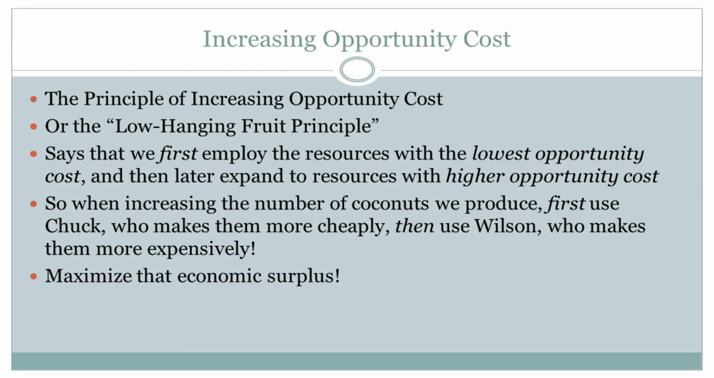Now this idea, where we are organizing it by shallowest slope, where we're giving the task first to the person with the lowest opportunity cost, this is yet another principle. This is called the low-hanging fruit principle, also known as the principle of increasing opportunity cost. And this one basically just says that you first use the resources that are best suited to the job. Real common sense stuff. So we want to start making coconuts. We're going to give that job to Chuck first. He has the comparative advantage. Then we're going to give it to Wilson.